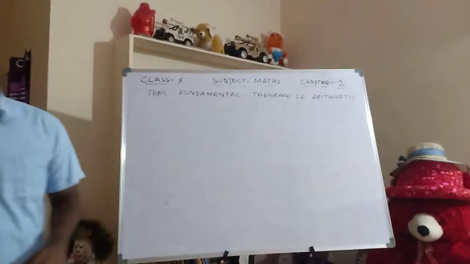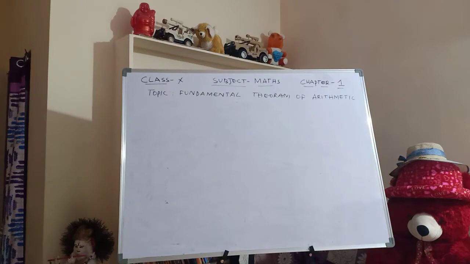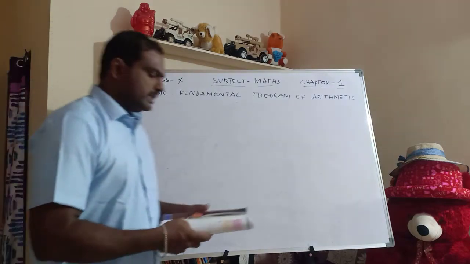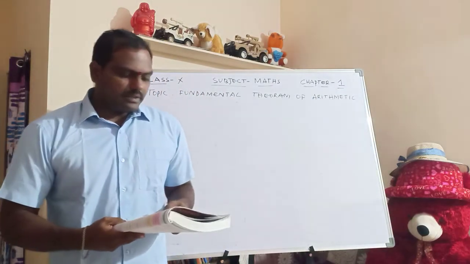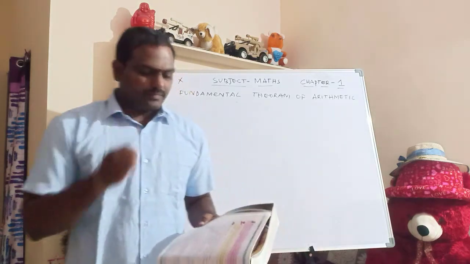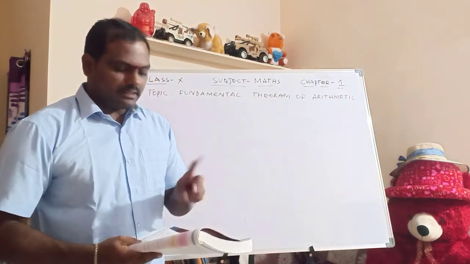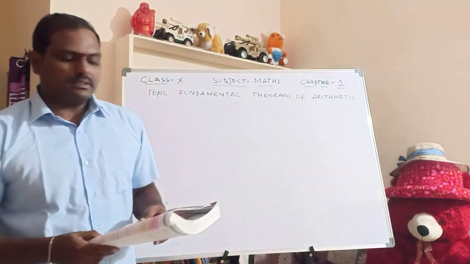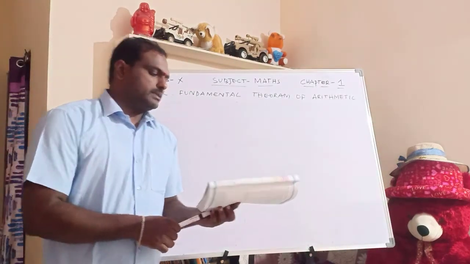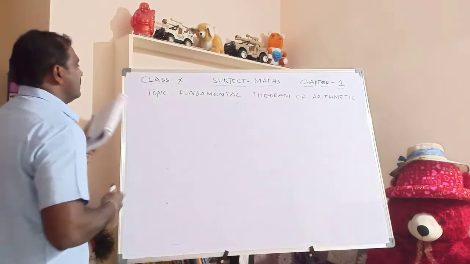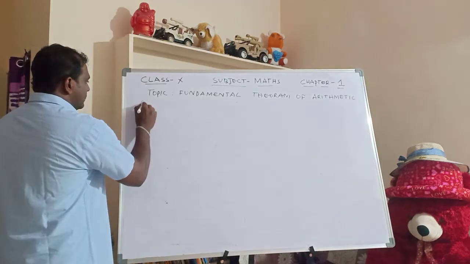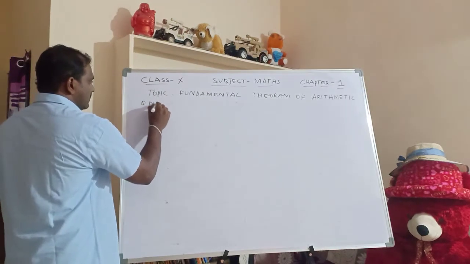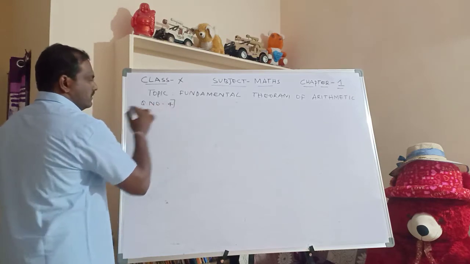Now we'll go for the exercise sums. So exercise 1.2, question number 3, 4, 5, 6. Question number 3 and 6 are the same pattern. Question number 4 and 5 are the same pattern. Now first I will explain question number 4 and 5. So if you can read question number 4, what is the question?